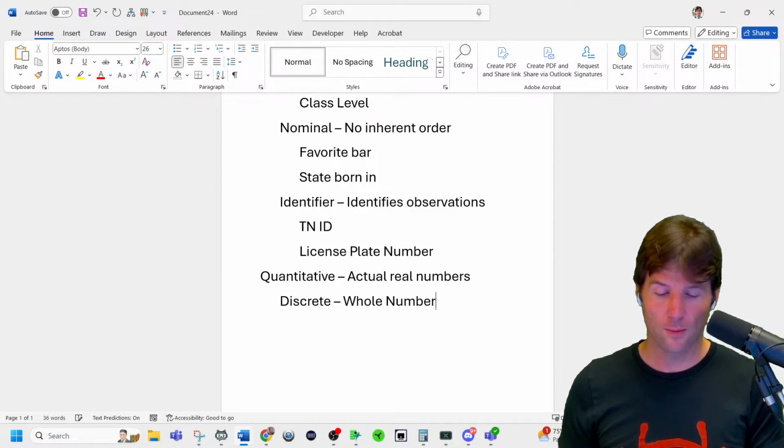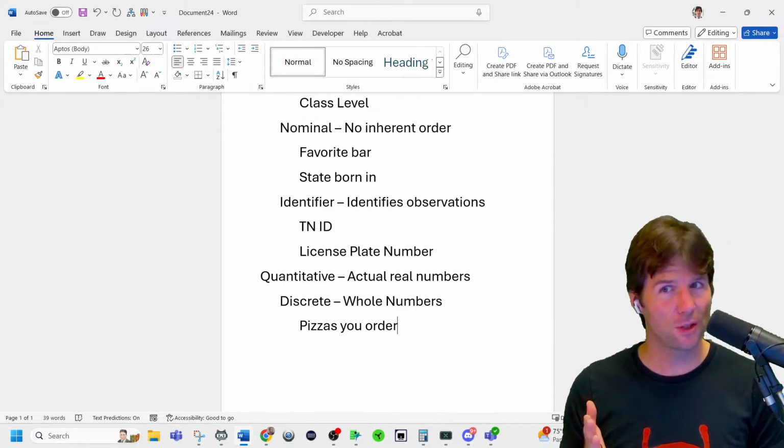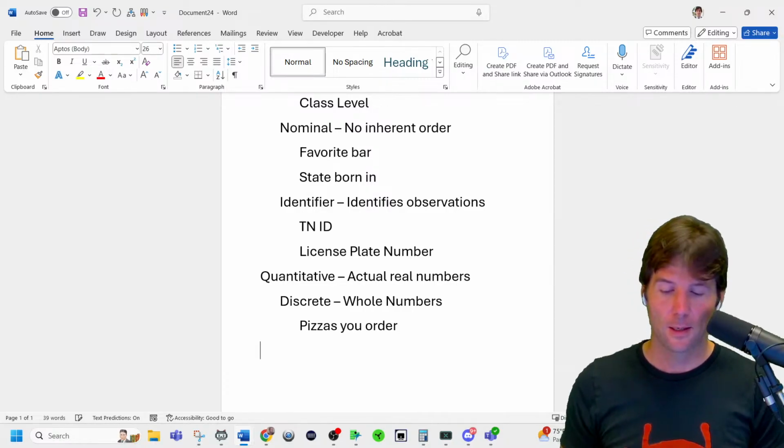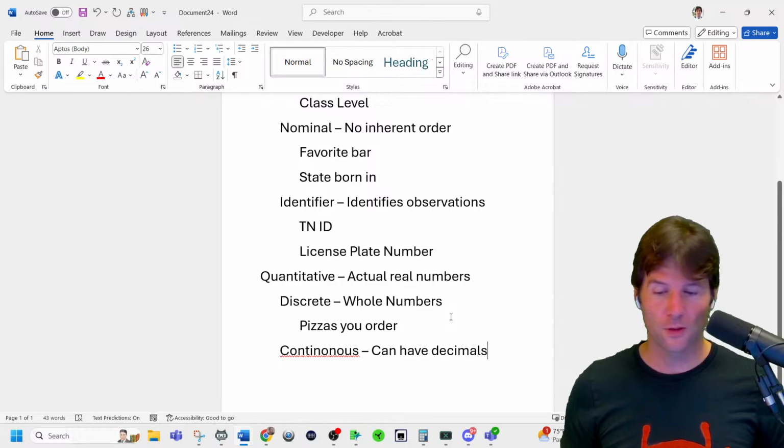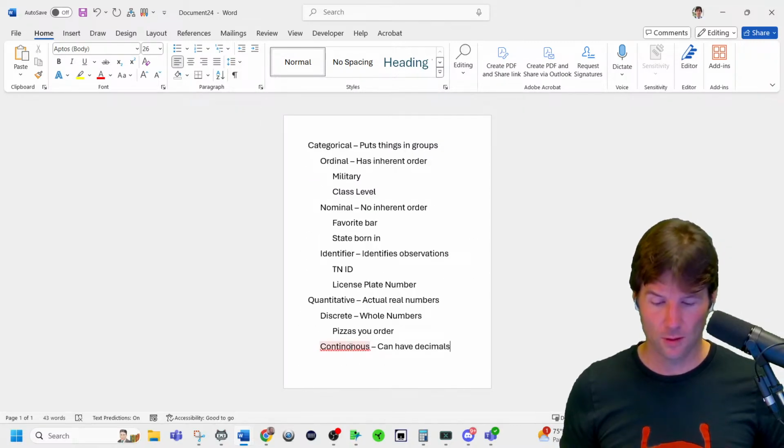Actual real numbers can be discrete, which is whole numbers, like pizzas you order. You order 1, 2, 3 pizzas. You don't order half a pizza usually. Maybe some places do that. But then continuous can have decimals. Are all those? Yes, these are all below categorical. Bingo.